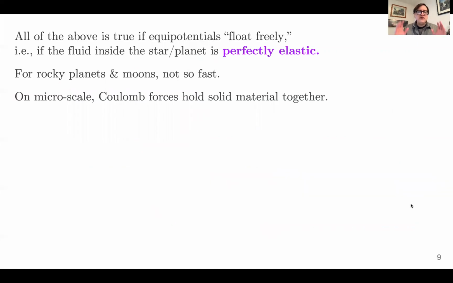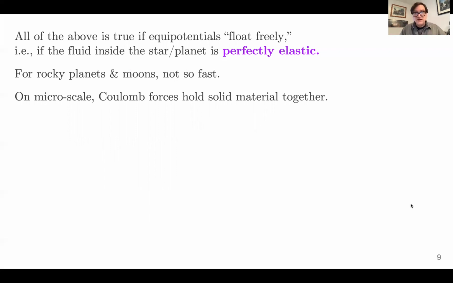Yeah, so all of what I just said is true, but we also neglected something important. We neglected the solid nature of these planets. We assumed that when we computed equipotential surfaces that were distorted by the tidal forces, that would just be the surface of the body, right?